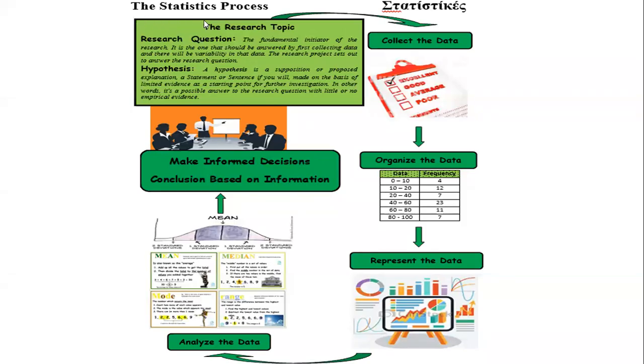The statistics process, and here it is spelled in Greek. You start with a research topic, and then you have a research question, which is the fundamental initiator of the research. It's like a question that has to be answered by first collecting data. So you must have a research question to start the research. And there'll be variability in that data when you collect that data to answer the research question.